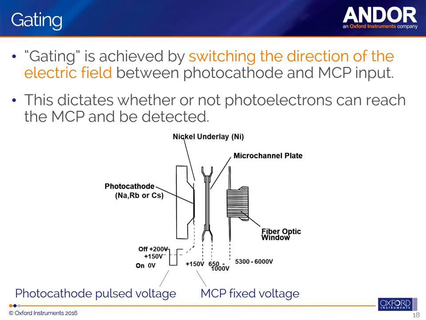So gating is achieved by switching the direction of this electric field and basically allowing photoelectrons generated at the photocathode to propagate towards the microchannel plate or not. If the electric field allows the photoelectrons to reach the microchannel plate, they will be detected. When the photocathode is off, the photoelectrons are not making their way to the MCP.